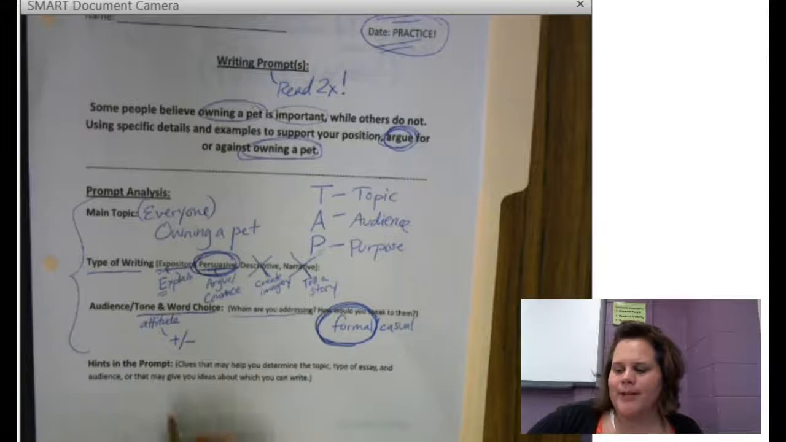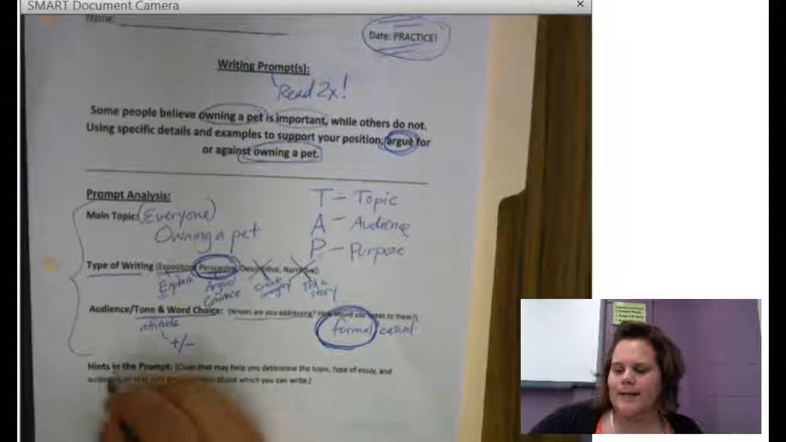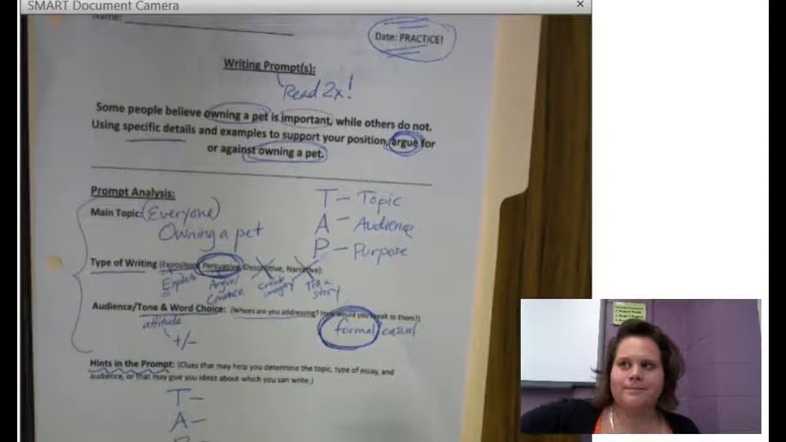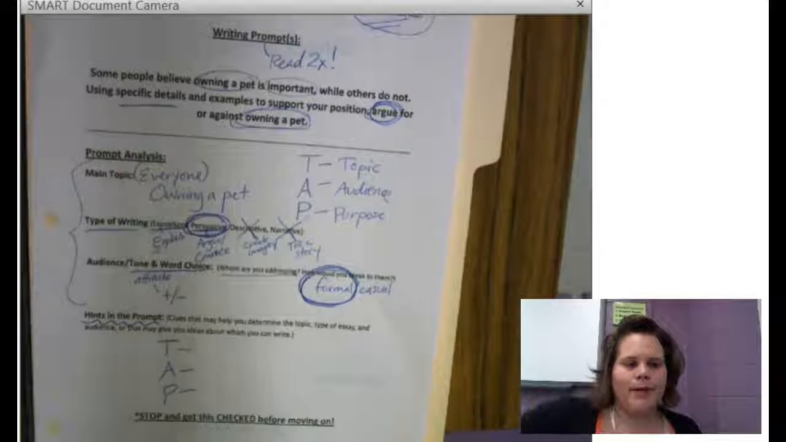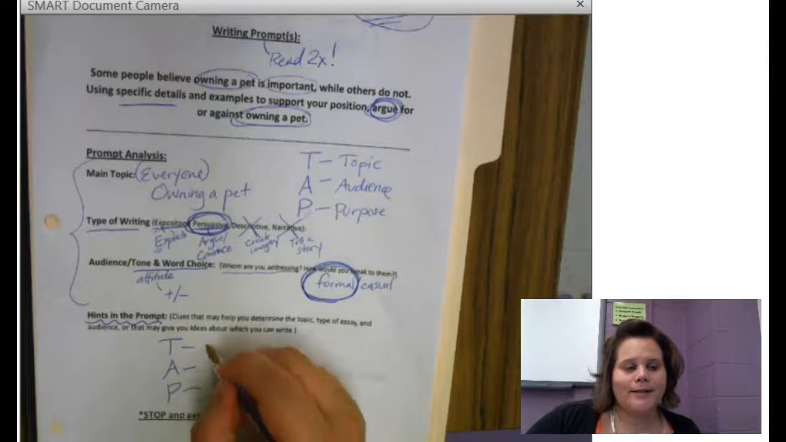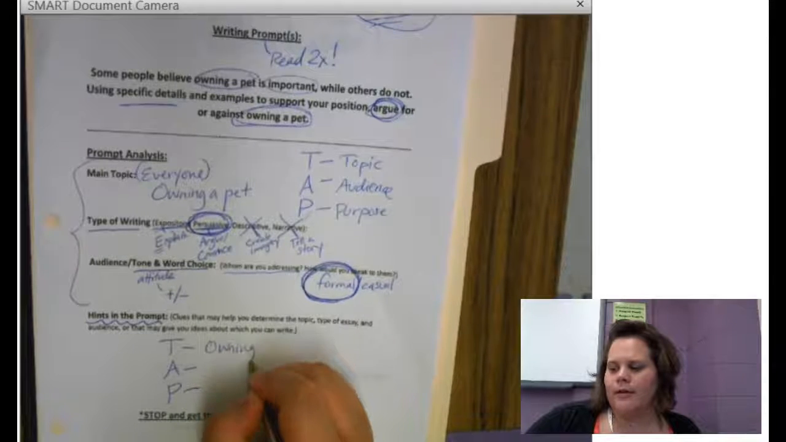Okay, so let's think about this prompt. I'm going to write this right here. A hint in the prompt is it always asks you for specific details, things like that. So let's do the TAP at the bottom. For this prompt, what is our topic? Everyone will be writing about owning a pet.